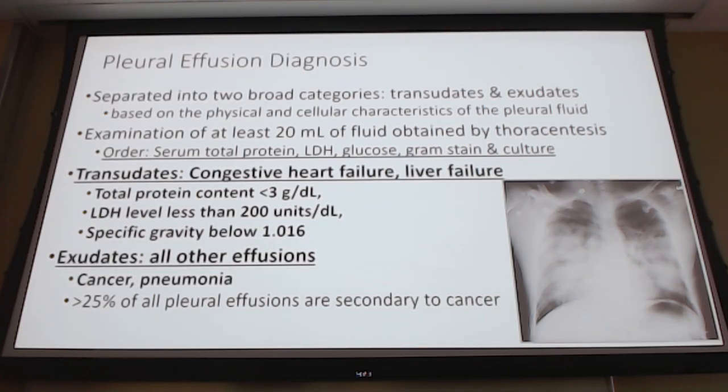So, when we talk about pleural effusions, normally we talk about that fluid being either transudate or exudate. Normally we want to try to get at least 20 mL of that fluid to do studies on it. We do that by getting a thoracentesis and drawing out some of that fluid, and what we're ordering includes a serum total protein, LDH, glucose, gram stain, and a culture of that fluid.